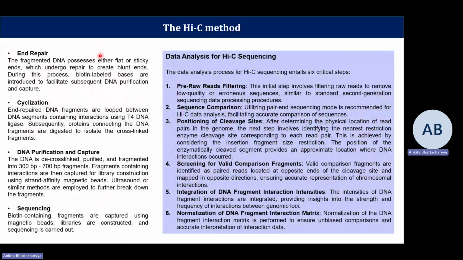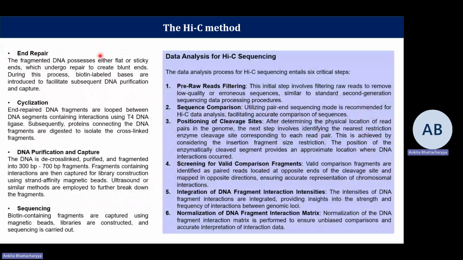Next, during cyclization, end-repaired DNA fragments get looped between DNA segments which contain interactions using T4 DNA ligase, and subsequently proteins which connect the DNA fragments can be digested. So you have your end-repaired fragments which can be looped between DNA segments which contain interactions using T4 ligase, and then they can be digested to isolate the cross-linked fragments.